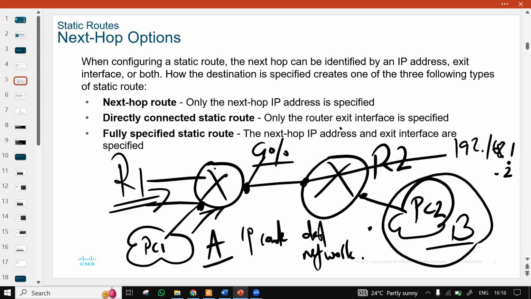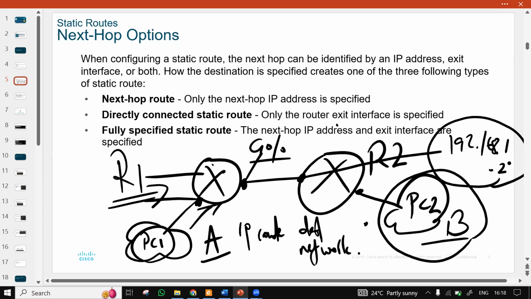So when you talk of the next hop route, it means we have only the next hop IP address being specified. When we talk of the next hop IP address, we are talking of the next router's IP address. If I'm sending from PC1, the next router is router number 2, and its IP address is this one. So in the command, if I specify the next hop only, which is the IP address of R2 in this case, then it is called a next hop route.